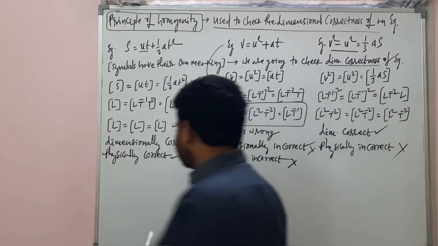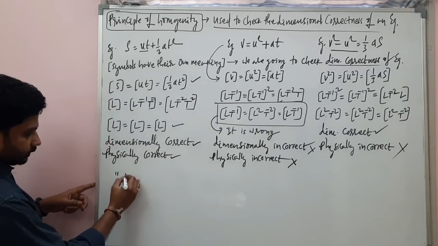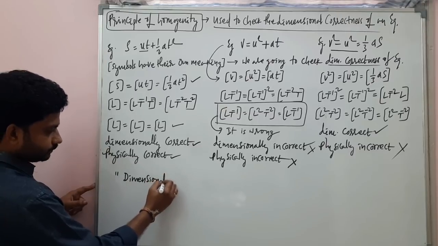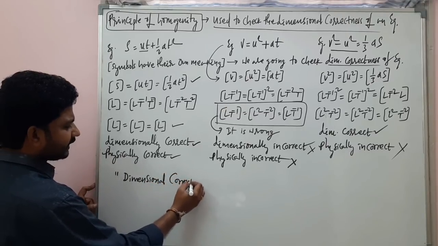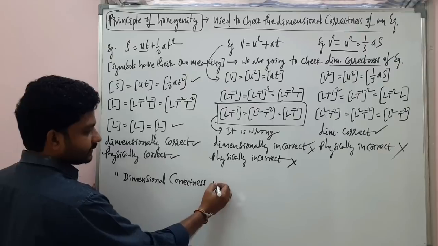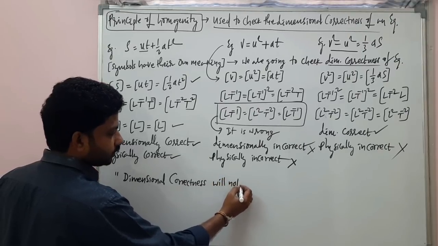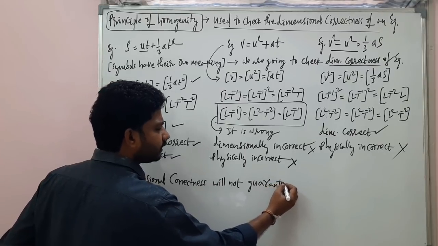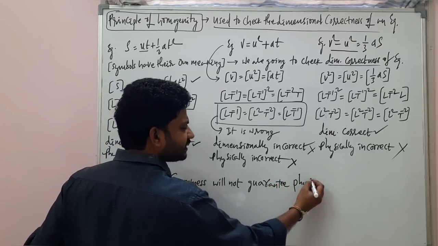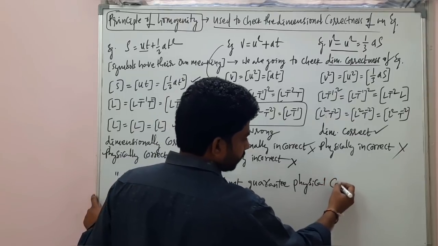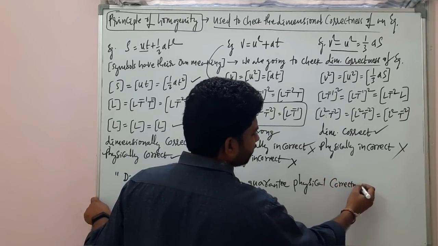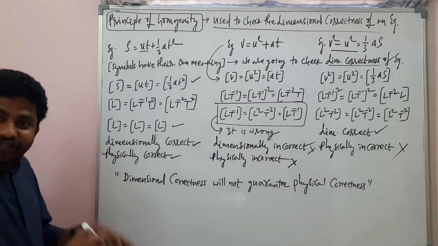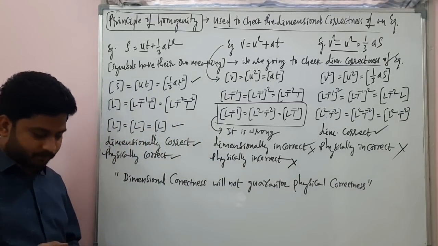Okay. So the statement is: dimensional correctness will not guarantee the physical correctness of an equation. Understand? The continuation is also there. Listen carefully.